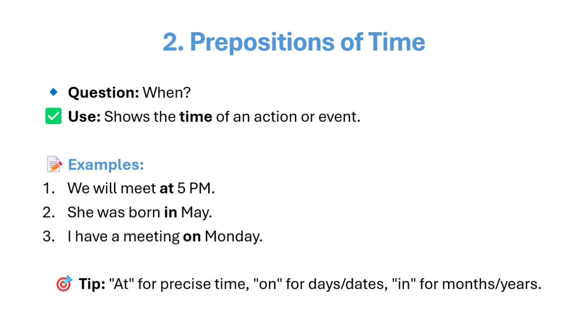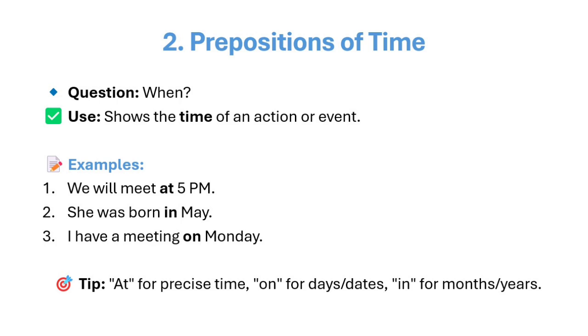See the first example. We will meet at 5 p.m. Here at is the preposition which is telling about the time. Now see the second sentence. She was born in May. Here May is a month, right? It is also a time. So before that we got one preposition, that is in.